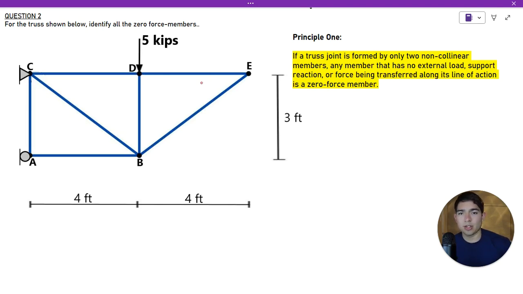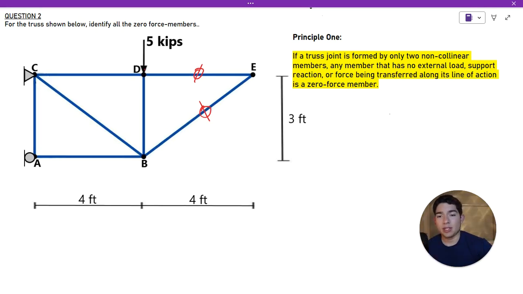In this case, neither of the members, ED or EB, have an external load or a support reaction on it. So therefore, we can identify these two as zero force members. One thing to keep in mind when finding zero force members on a truss is that when you find a zero force member and you cross it out, you can basically analyze the rest of the truss for zero force members as if these were not present. We can basically eliminate them.